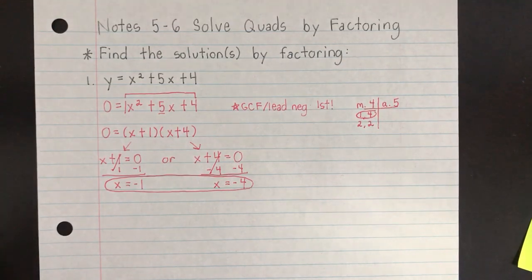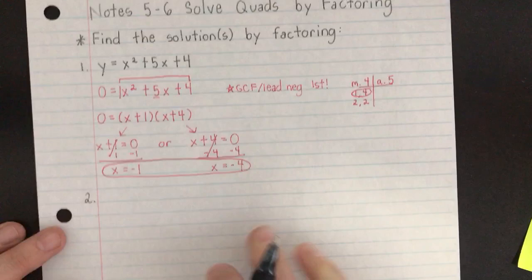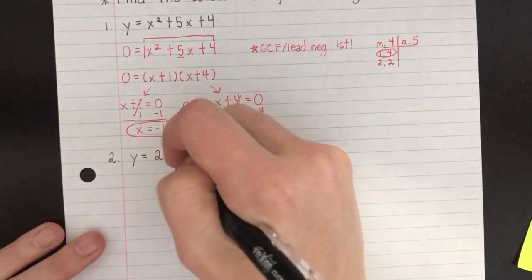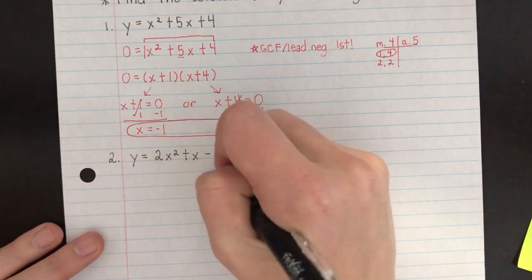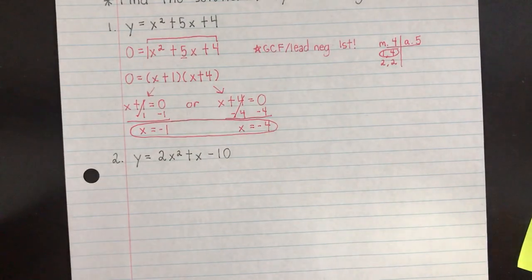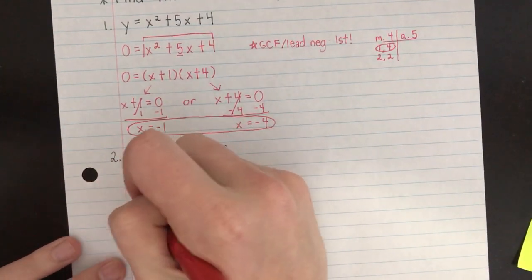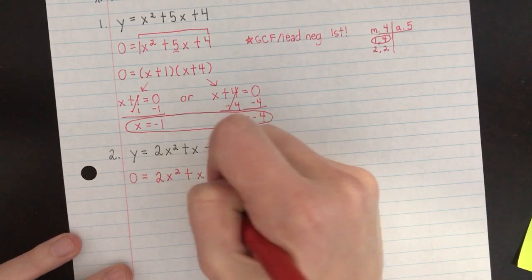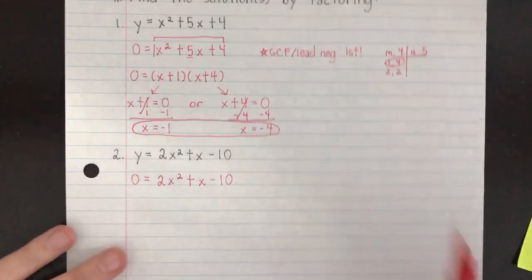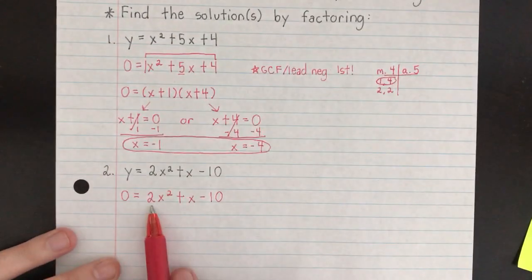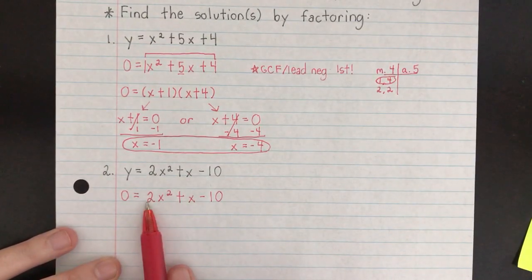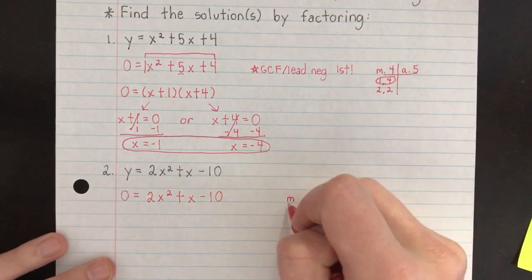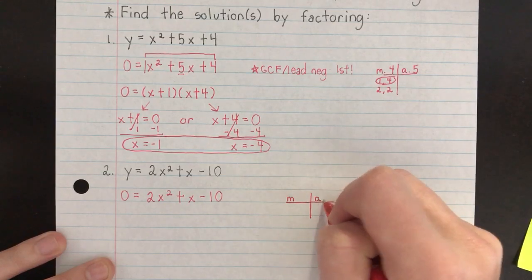Okay, so now let's move on to number 2. Number 2, y equals 2x squared plus x minus 10. Of course you're finding solutions, which really means you're finding zeros, so our x-intercepts. Plug in 0 for y. And then you're going to look for that GCF or lead negative first. I don't have a GCF. I don't have a lead negative. So then I'm going to my T-chart. Multiply to what? Add to what?